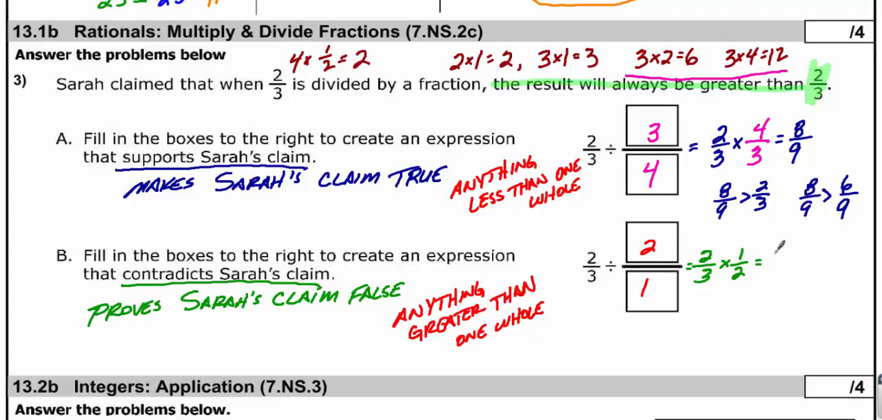I could cross cancel, but this is going to be fast enough without. Gives me 2/6. Gives me 1/3. 2/3, what I started with, is greater than the 1/3 I finished with. Or to keep it in the same order that we did last time, let's do it this way. The 1/3 I finished with was less than the 2/3 I started with, and that makes Sarah's claim false. Her claim is it'll be greater than. I just showed you it's going to be less than.